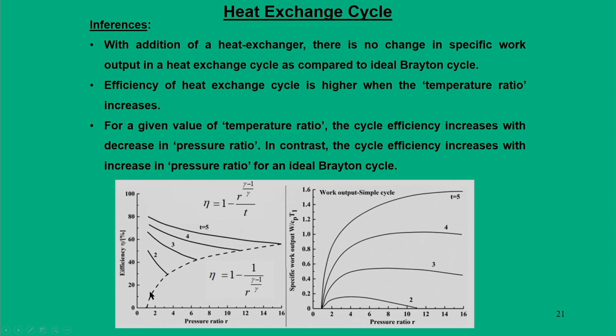Now, on this we are superimposing another efficiency term for the heat exchange cycle. The efficiency of the heat exchange cycle is a function of r as well as t, that is 1 minus r to the power (gamma minus 1) by gamma, divided by t. For different values of t, we get curves like this. This curve shows t equal to 5, then 4, then 3 and then 2.